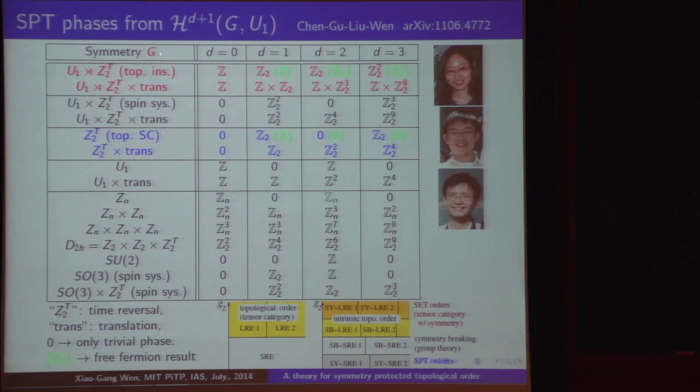Okay, and then using this, we can just build a table. If you don't know how to compute the cohomology H^d, you just ask MathOverflow. Actually, this table is obtained from all my questions on MathOverflow. I think there are a lot of very nice mathematicians who patiently answered my questions.